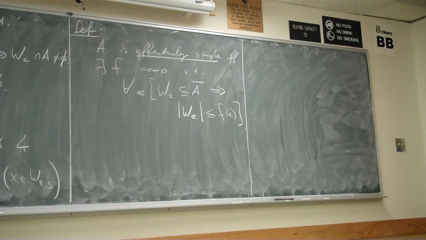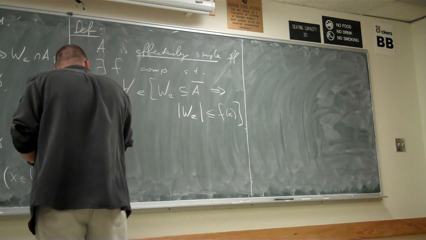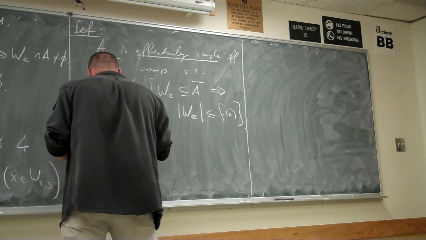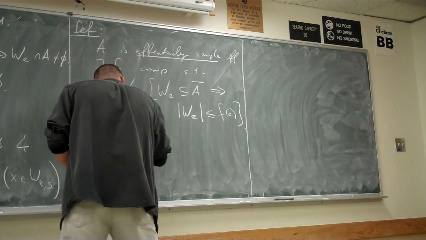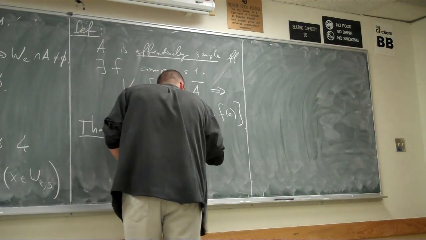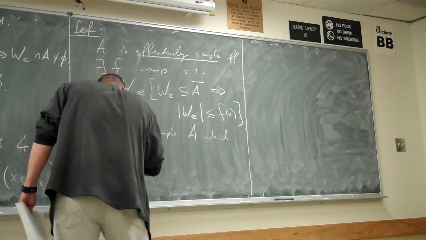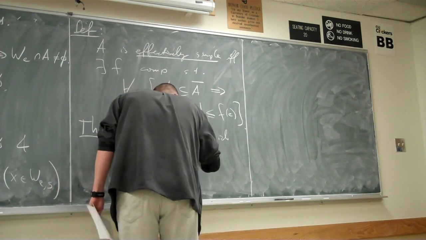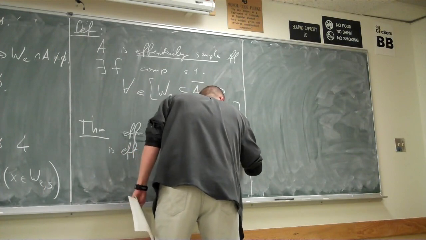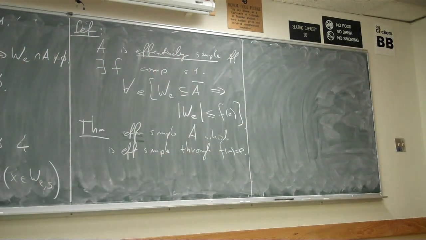So your immediate question, but okay, 2e, how bad can you make it? Well, there's an effectively simple set A which is effectively simple through f(e) equals e. And you go back to the previous construction we did, and you notice that clearly that construction fails for the obvious reasons: if you try to do this construction with 2e replaced by e, A will be all the natural numbers and no longer infinite.